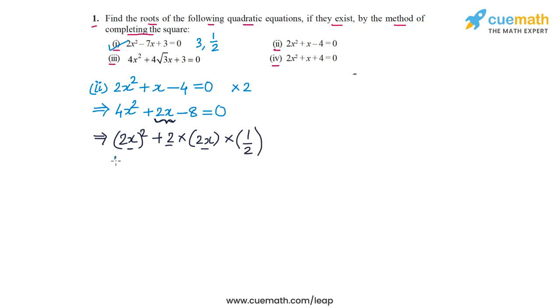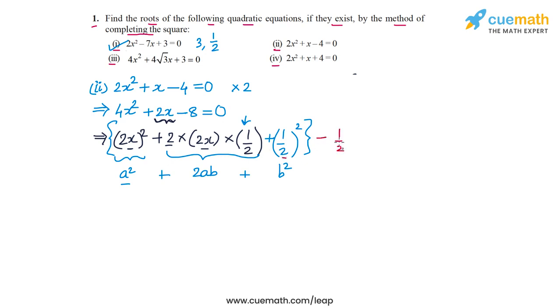Okay, and now I have this term which is a square, this term which is of the form 2ab. So now to complete the square I need a term of the form b square, where b is half. So I can introduce this new term half square, and then this combination of three terms will become a perfect square because it is of the form a square plus 2ab plus b square. Now because I've introduced this term half square, I also need to subtract it. So I subtract it and I get minus half square, and then I have the original constant term minus 8. So this is equal to 0. So this is what I get.